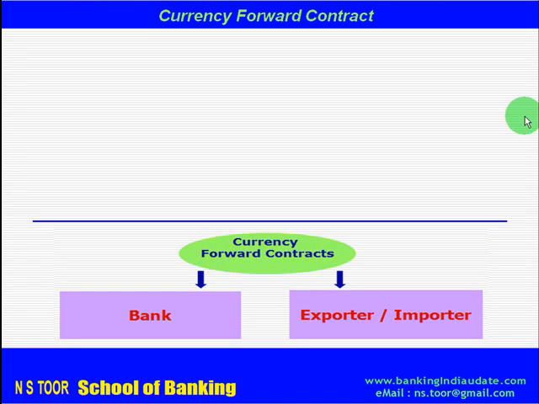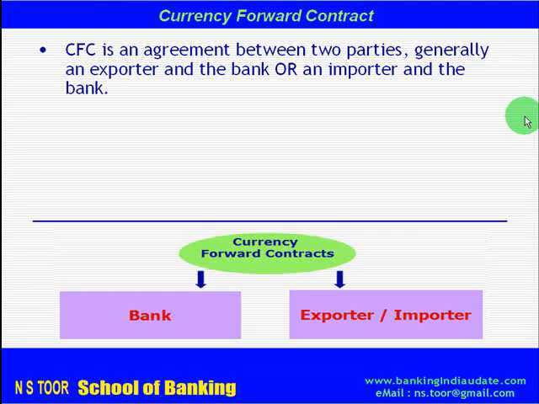Currency forward contract, or forward contract. So a currency forward contract is an agreement between two parties. Generally, these two parties, on the one hand, can be a bank, and on the other hand, an exporter or an importer.